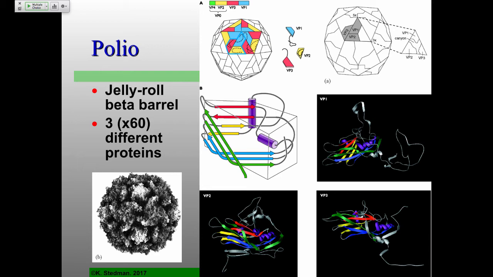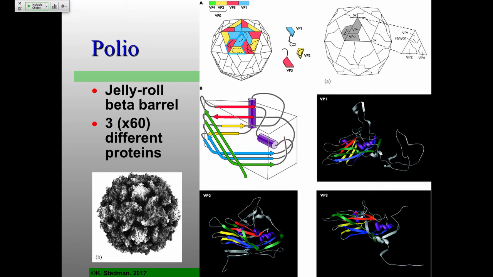Polio is a really nice example of a pseudo T equals 3 icosahedron because they're actually different proteins that come together in a quasi-equivalent kind of structure. Incredibly creatively named VP1, 2, and 3. So these guys come together. Each of them basically has the same structure.